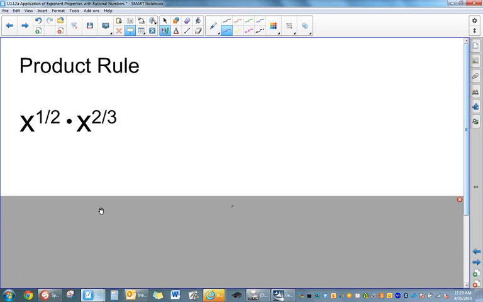Yes, when you have like bases, you add the exponents. So here we have a to the n plus x. Take a look at our first example. You have x to the 1/2 times x to the 2/3. What you want to do with those fractions is add them.